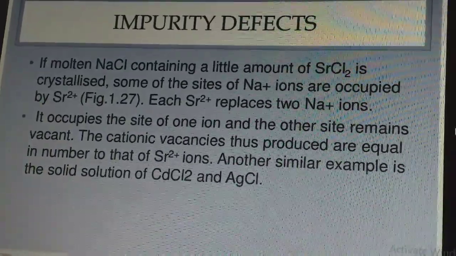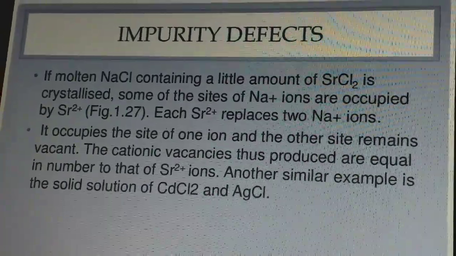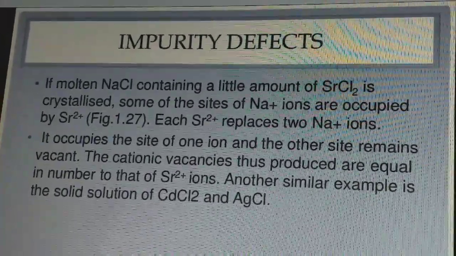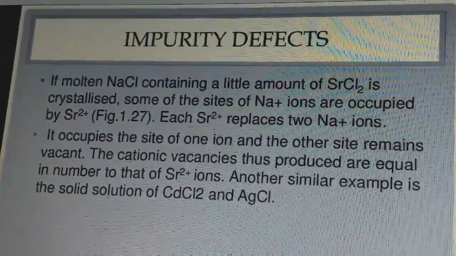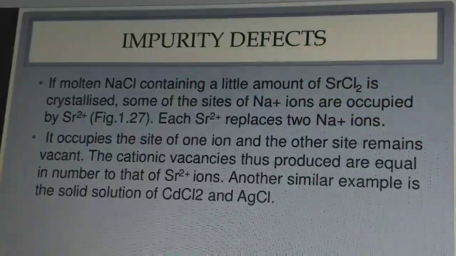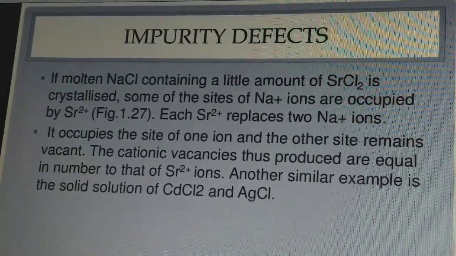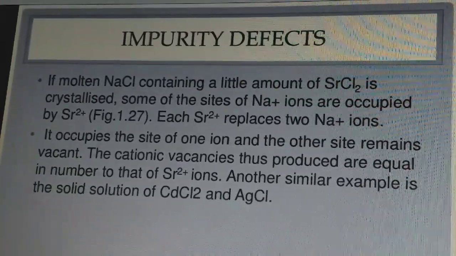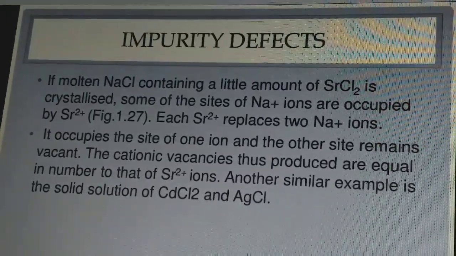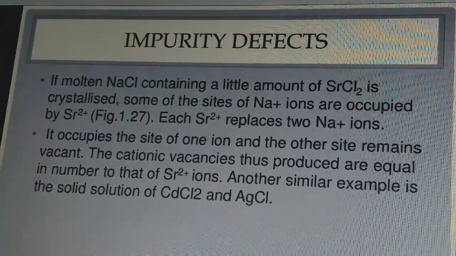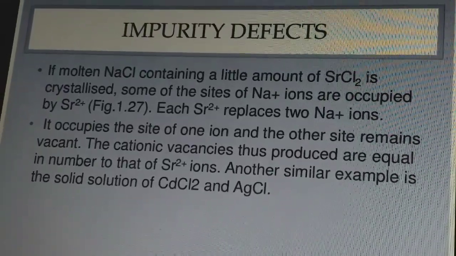Next type is impurity defect. If molten NaCl containing a little amount of SrCl2 is crystallized, some of the sites of Na+ ions are occupied by Sr2+. So each Sr2+ replaces 2 Na+, because the charge of Na is only plus, but Sr is 2+. So 2 Na+ are replaced by 1 Sr2+. It occupies the site of one ion and the other site remains vacant. And the cationic vacancies thus produced are equal in number to that of Sr2+. If 2 Sr2+ are there, 2 vacancies will be there.